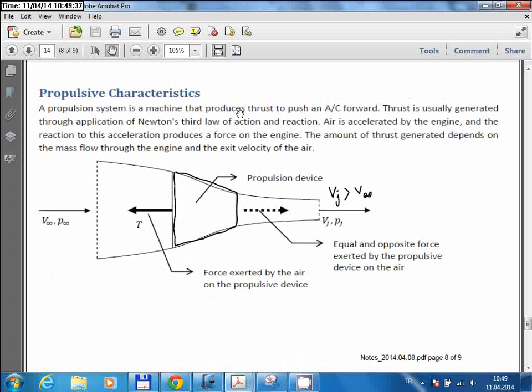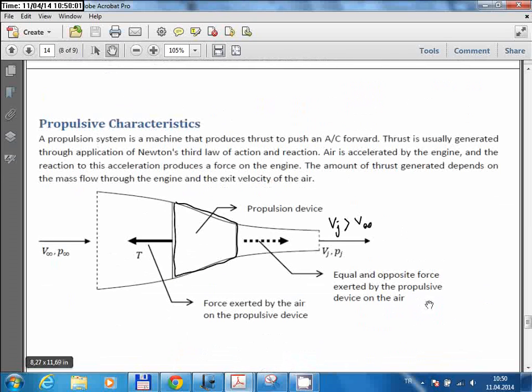Okay, also on Tuesday I started talking about propulsive characteristics. So propulsion system is the system that produces the thrust force. So this is actually the engine of our aircraft, and there are different types of engines used, but they all work on the same physical principles of Newton's laws of motion. Okay, so if you look at this diagram here, what you see here represents the propulsion device. So this could be either a jet engine or it could be a propeller used to create the thrust force. It doesn't matter what that device is.